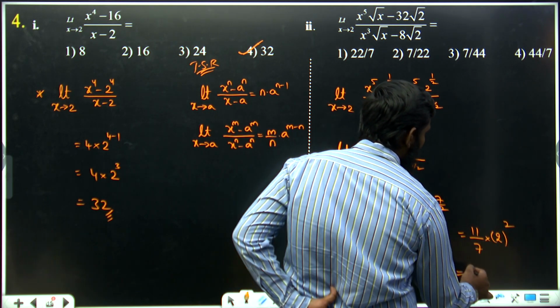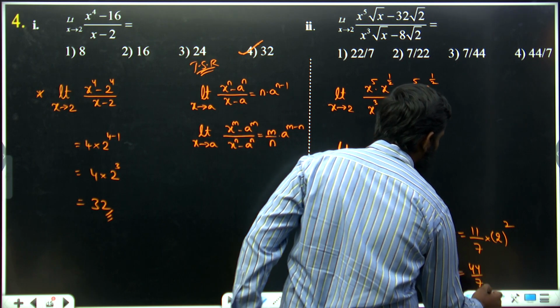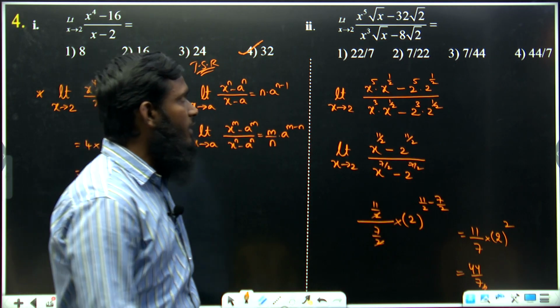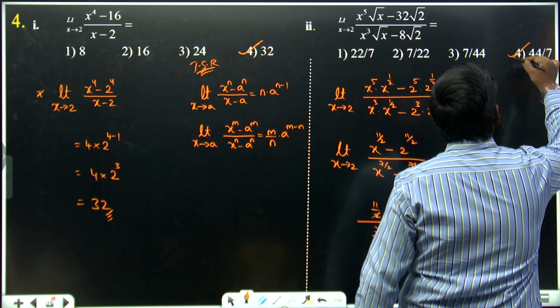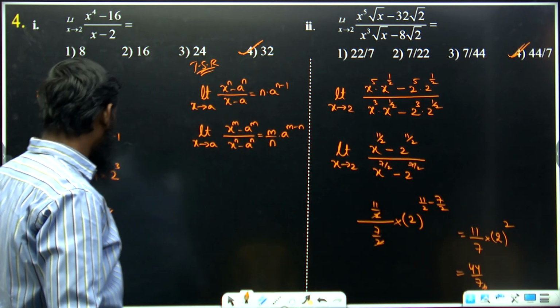4 into 11 means what? 44 by 7. Okay. So what is the final answer we are getting over here? 44 by 7. 44 by 7 means, let us go with the option number 4.